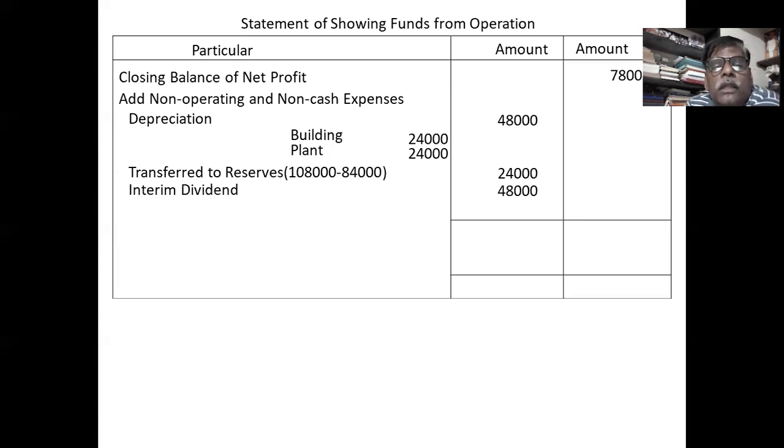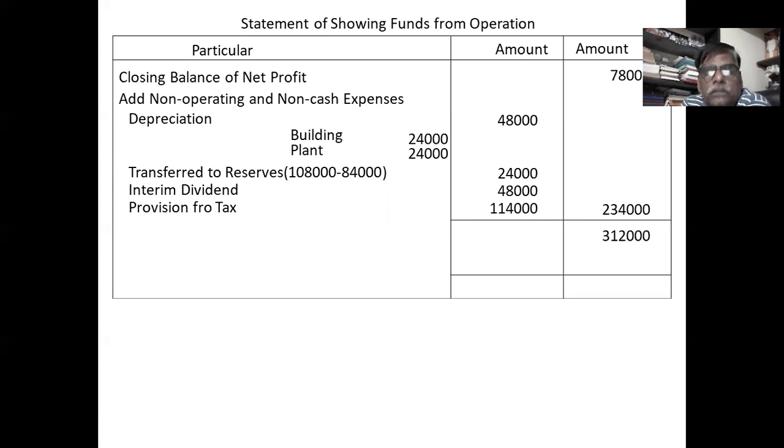Okay. Then interim dividend paid, 48,000, you take. Okay, interim dividend paid. And next is provision for tax you take. Provision for tax, from your account, you take that amount, 1,14,000. You take the total to the outer column. So that total is 2,34,000. So 2,34,000 plus 78,000, 3,12,000.